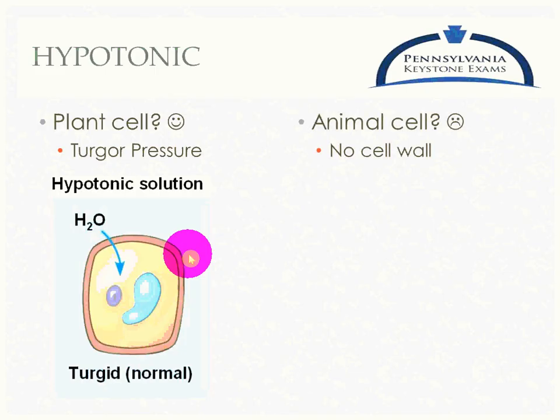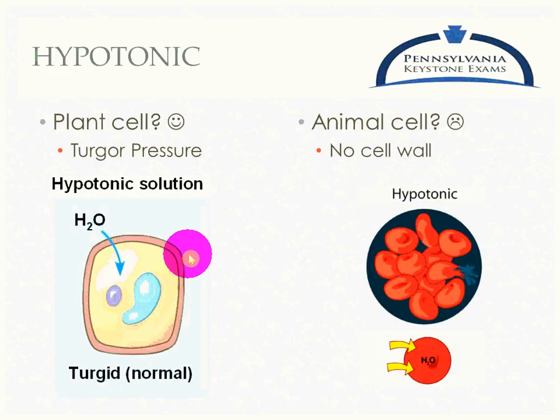However, an animal cell does not have a cell wall. So if an animal cell is placed in a hypotonic environment, water is going to rush in and in and in and in, and the cell will pop or burst open. So that's why I have my smiley face here. Plants love a hypotonic environment. Frowny face here. Animals will die in a hypotonic environment.